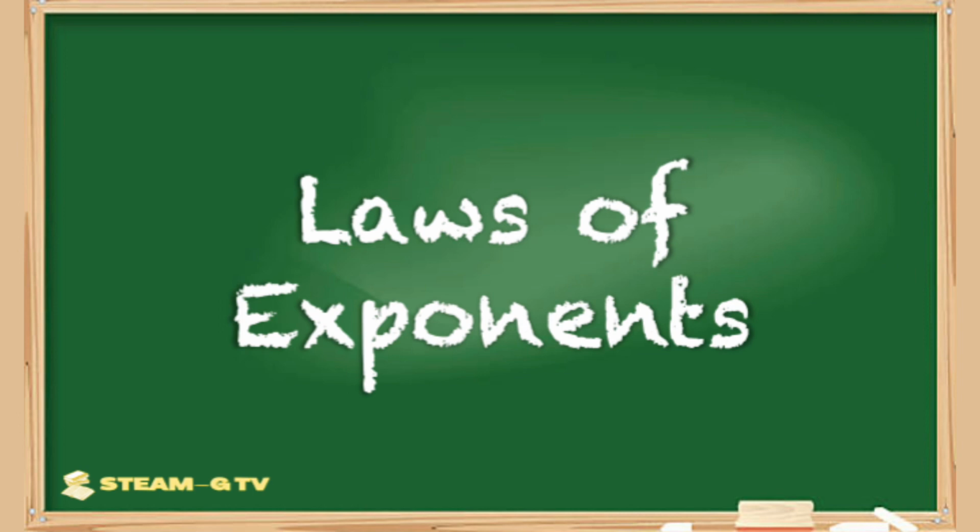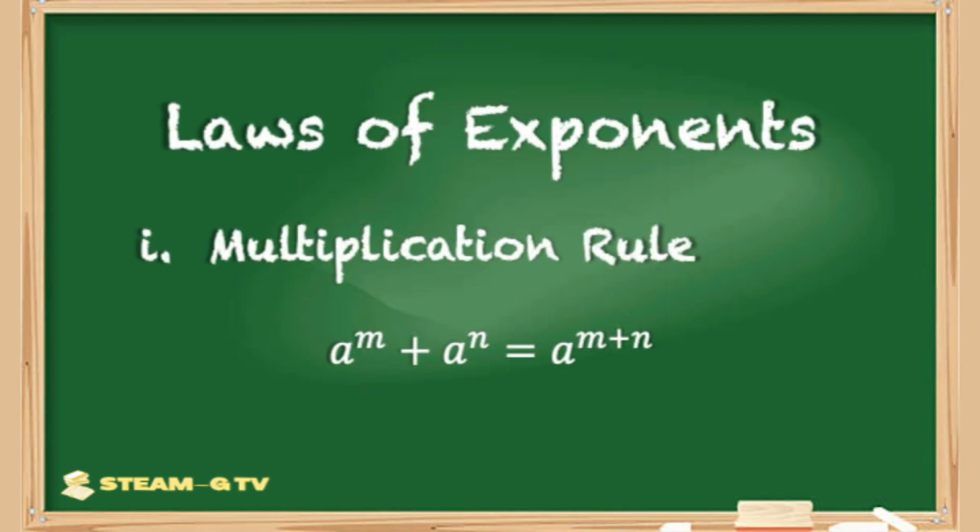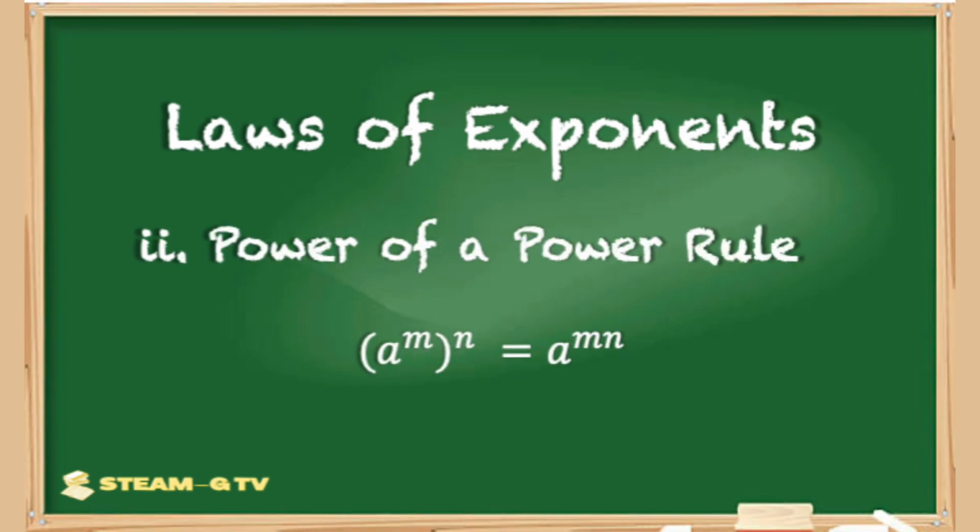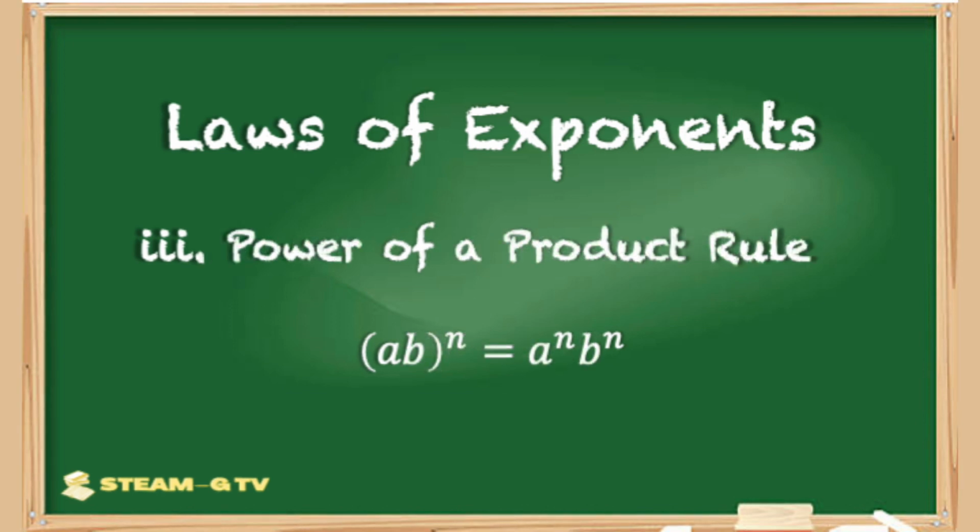So let us recall the laws of exponents, where we have 8 rules. For the first rule, we have the multiplication rule, where a raised to m times a raised to n is equal to a raised to m plus n. Second, we have the power of a power rule, where a raised to m, raised to n, is equal to a raised to m times n. Third, we have the power of a product rule, where a times b raised to n is equal to a raised to n times b raised to n.